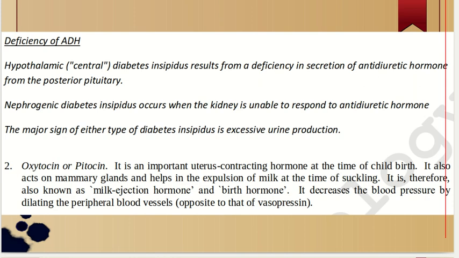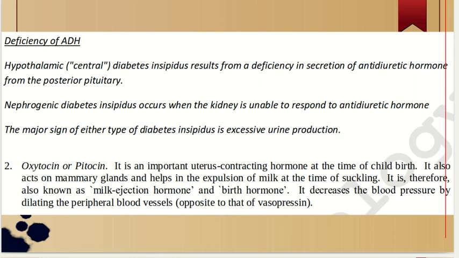Nephrogenic diabetes insipidus occurs when the kidney is unable to respond to ADH. The major sign of either type of diabetes insipidus is excessive urine production and excessive loss of water along with the urine.